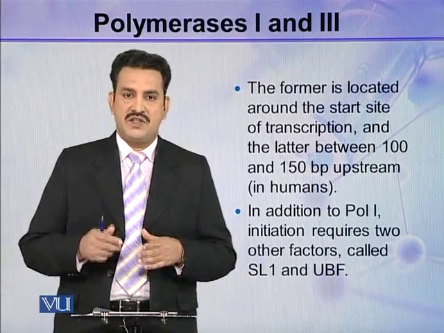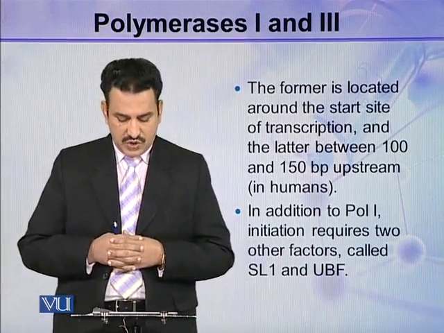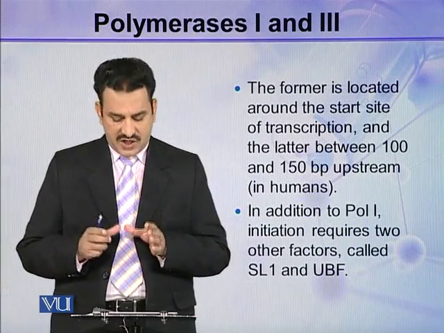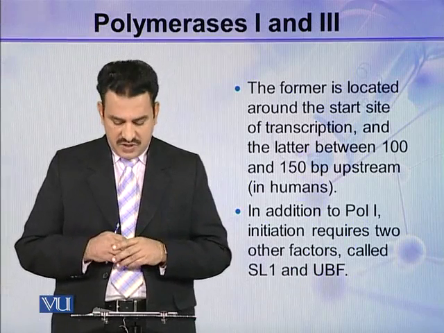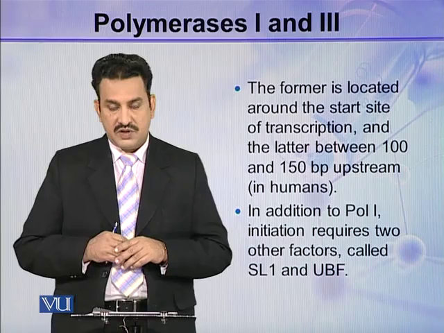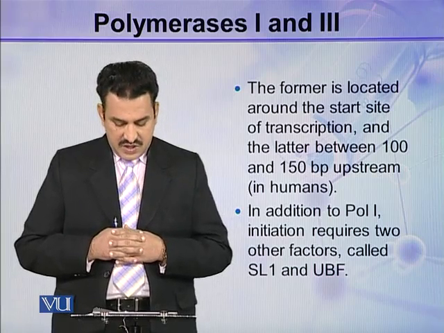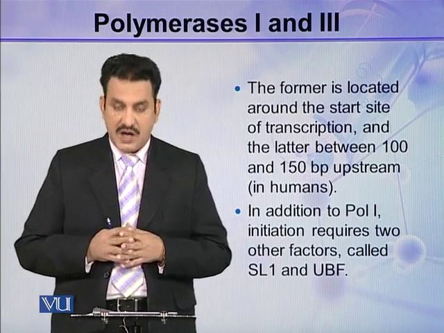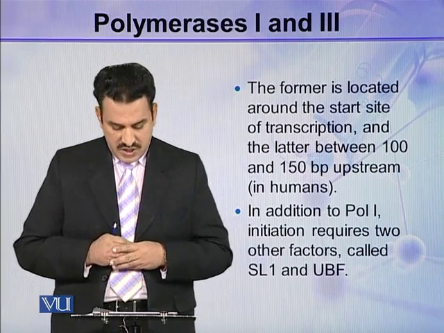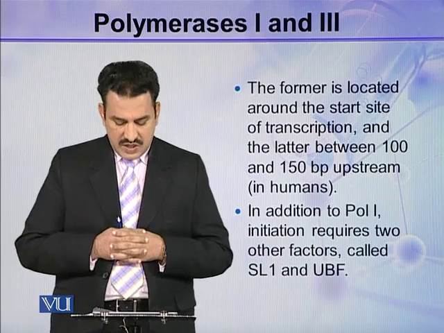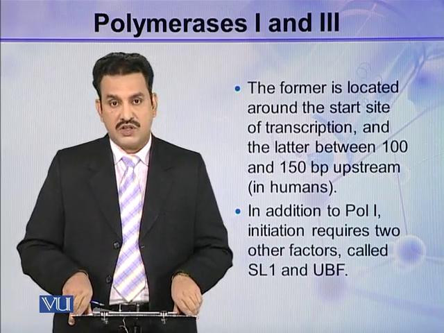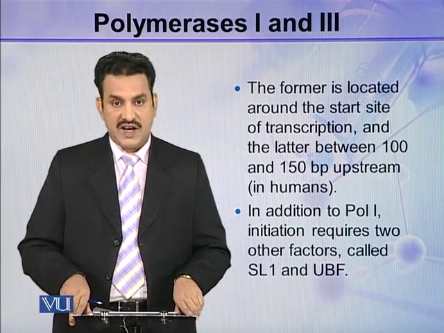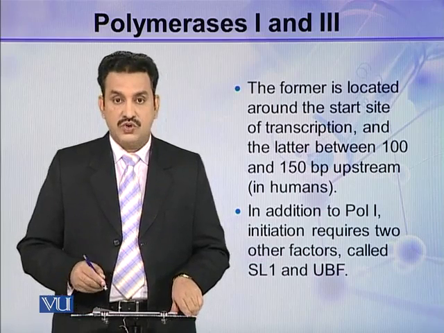The former, that is the core element, is located around the start site of transcription, and the latter, that is the UCE element, between 100 and 150 base pairs upstream in humans. In addition to polymerase 1, initiation requires two other factors which are called SL1 and UBF.